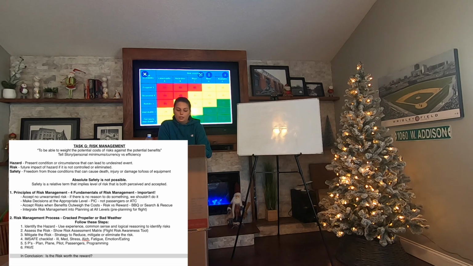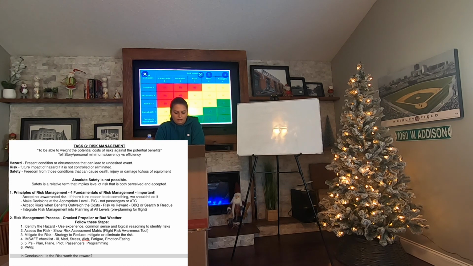The FAA is going to come after you. Accept risk when only the benefits outweigh the cost. There's not very many scenarios I can think of for this, but we'll go over one on that risk matrix I have here. Integrate risk management into all planning levels at all times. So evaluate your risk during the pre-flight, when you're in flight, and after you land. What are the risks of taxiing from the FBO to here if there's construction? Something like that. Make it applicable to any phase of flight. Any questions on that?